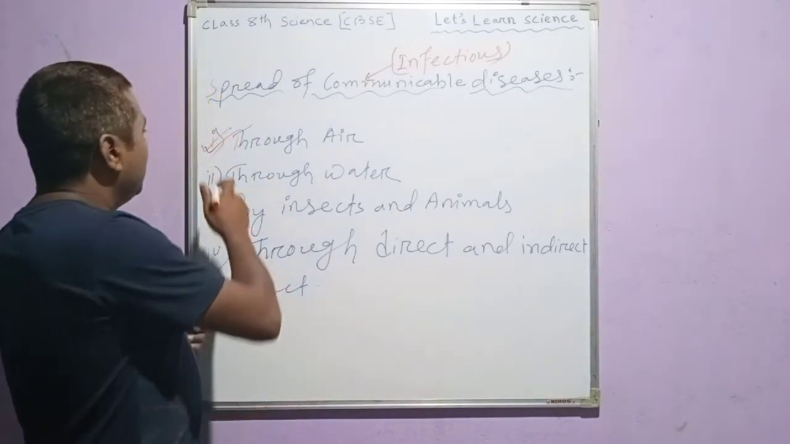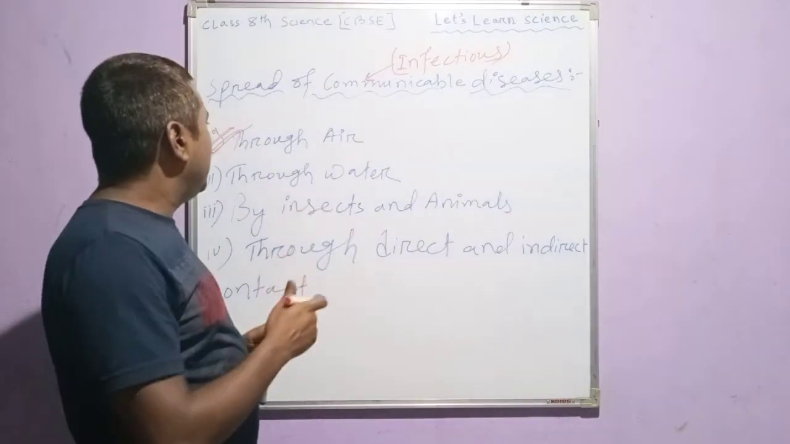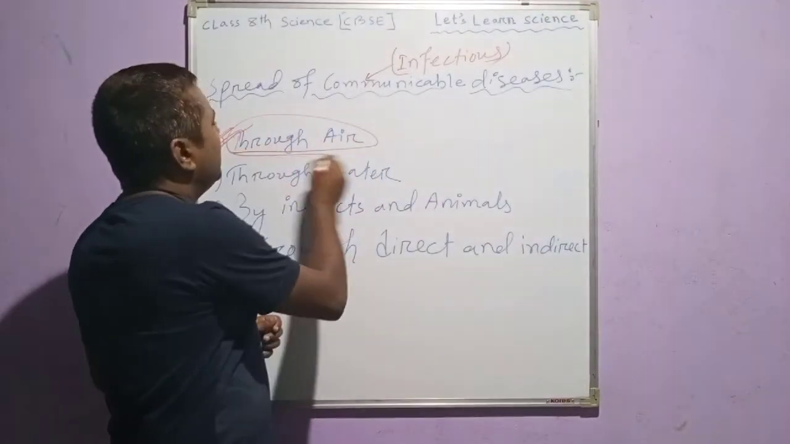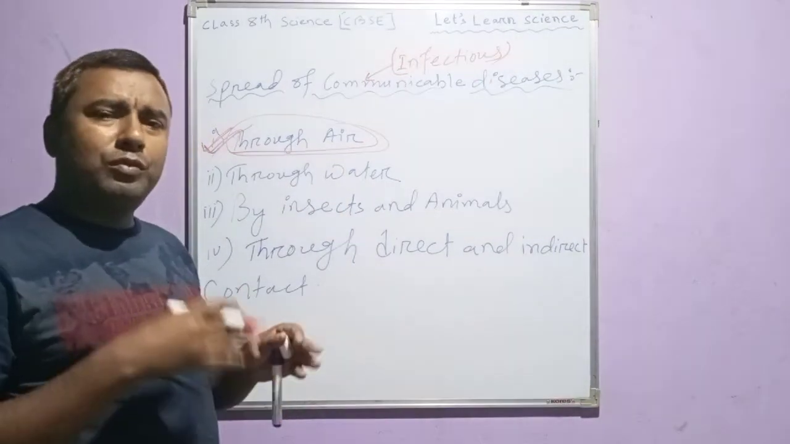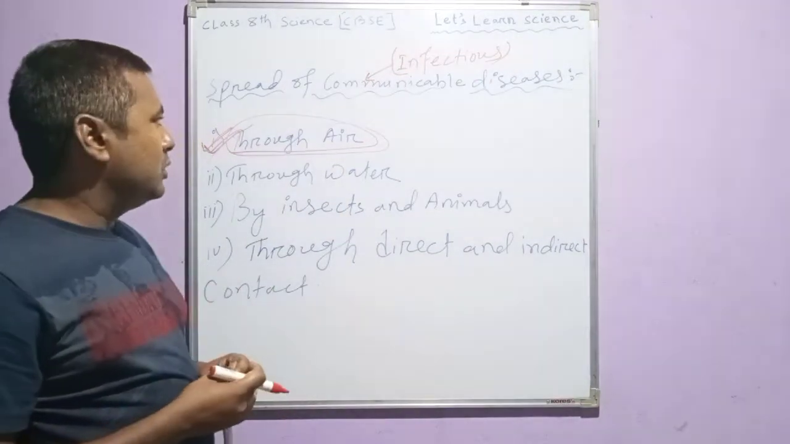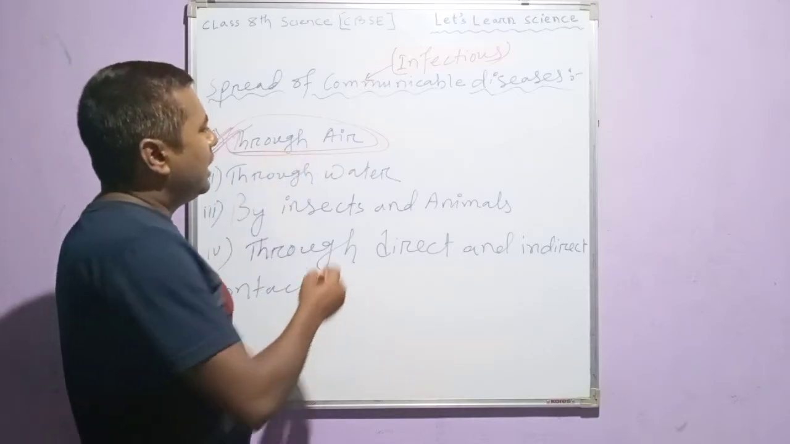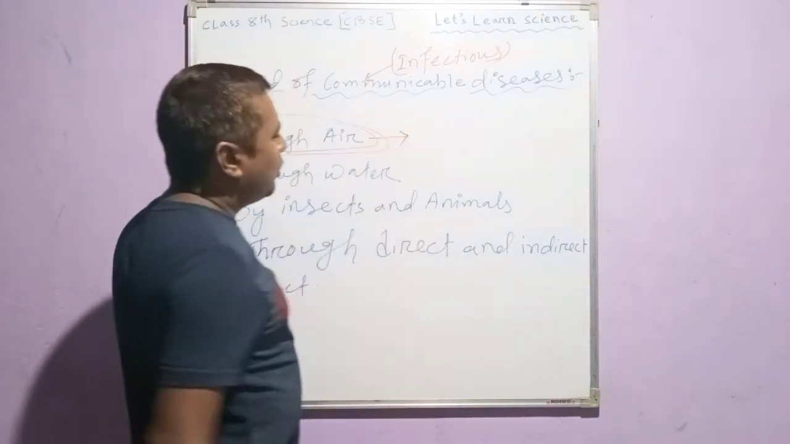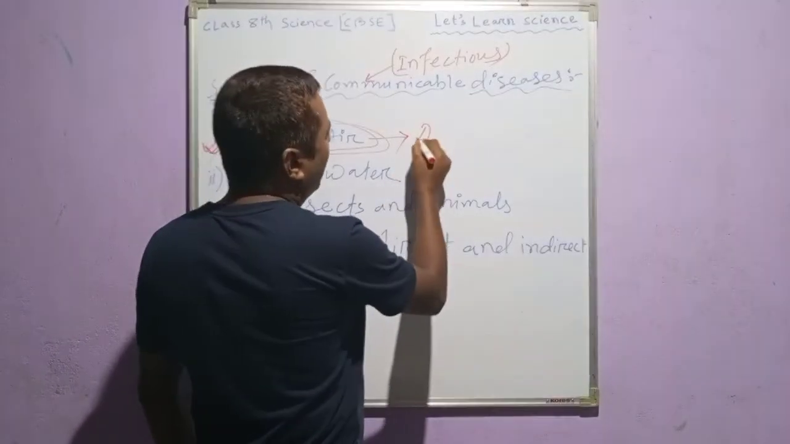So by what do we know? Through air. Through air, the germs spread, and they infect many persons from an infected person. So the communicable disease spreads through air, and the diseases that are caused through air by germs are called airborne diseases.